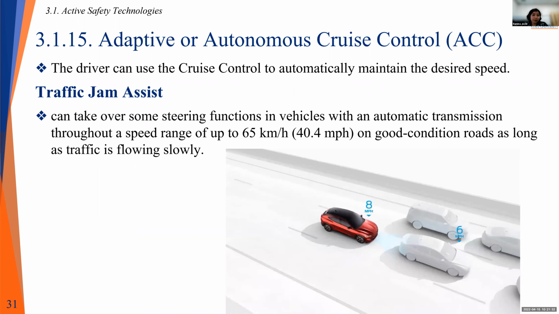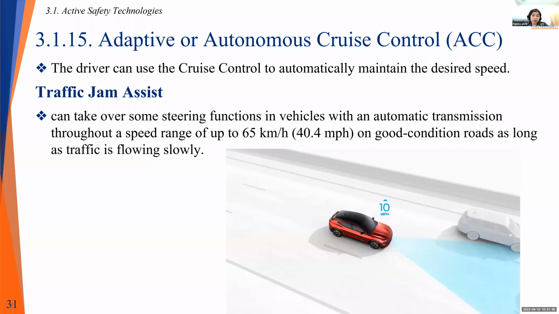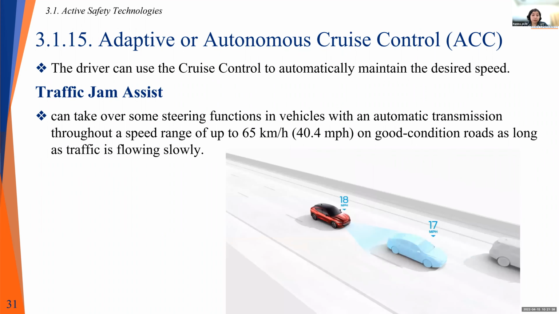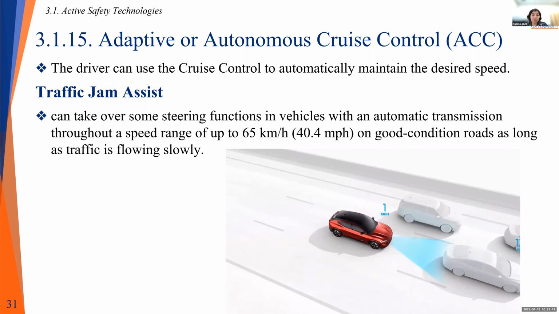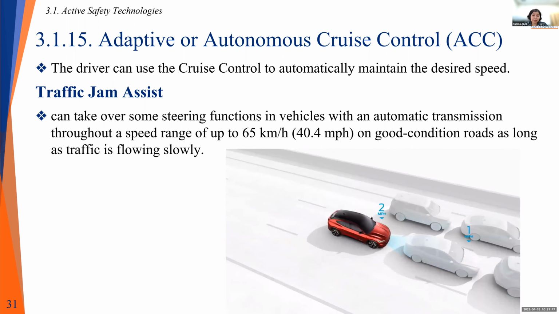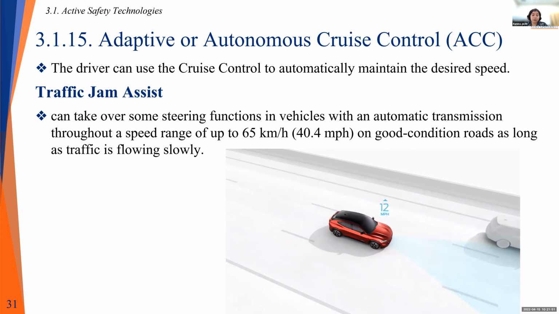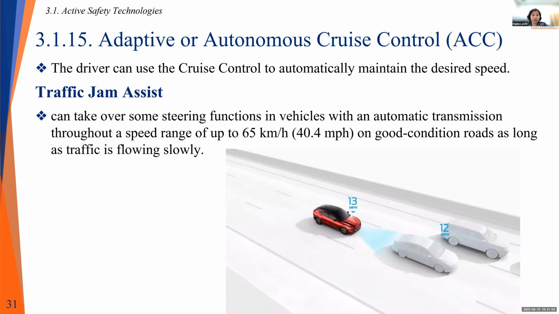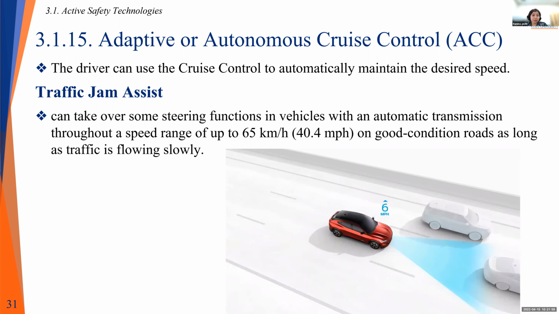Adaptive or autonomous cruise control, or ACC, is the next generation of cruise control. The driver can use cruise control to automatically maintain the desired speed when traveling at a steady pace. This technique is useful and considerably minimizes driver fatigue.